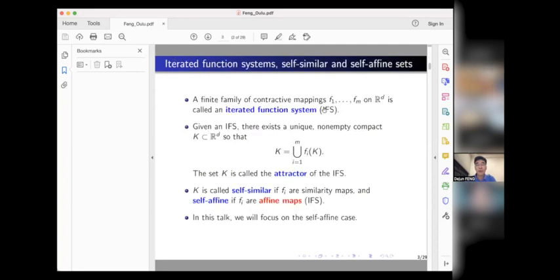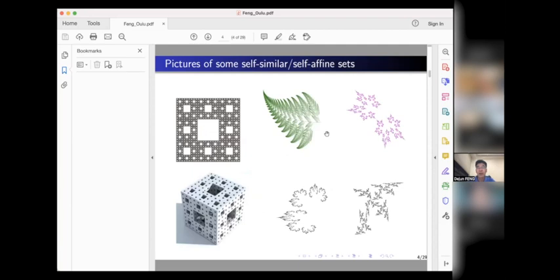So let me introduce some terminologies first. A finite family of contractive mappings is called an iterated function system, or simply IFS. Given an IFS, there exists a unique non-empty compact set K such that K equals the union of the images of K under the mappings f_i. The set K is called the attractor of the IFS. When all the mappings f_i are similarity maps, we call K a self-similar set. And when all f_i are affine maps, we call K self-affine. In this talk, we will focus on the self-affine case. Here are some pictures of self-similar or self-affine sets.